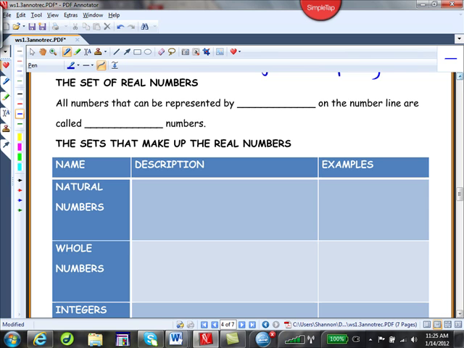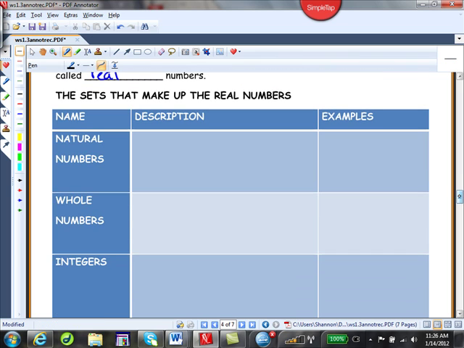Okay. The set of real numbers. All numbers that can be represented by points on the number line are called real numbers. Okay. So let's just go through. This is sort of a recap of what we've been doing. Natural numbers, description. Remember, we can go 1, 2, 3, 4, 5, and on and on and on forever. What's that notation called? All right, yes, roster notation.